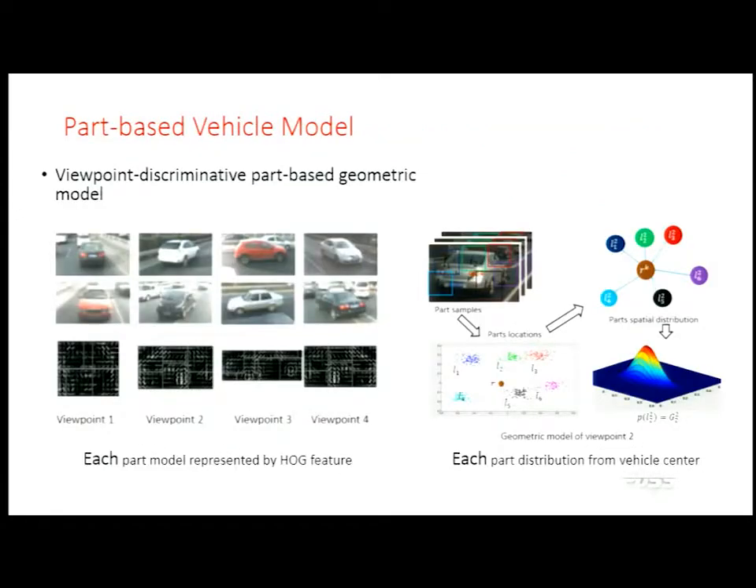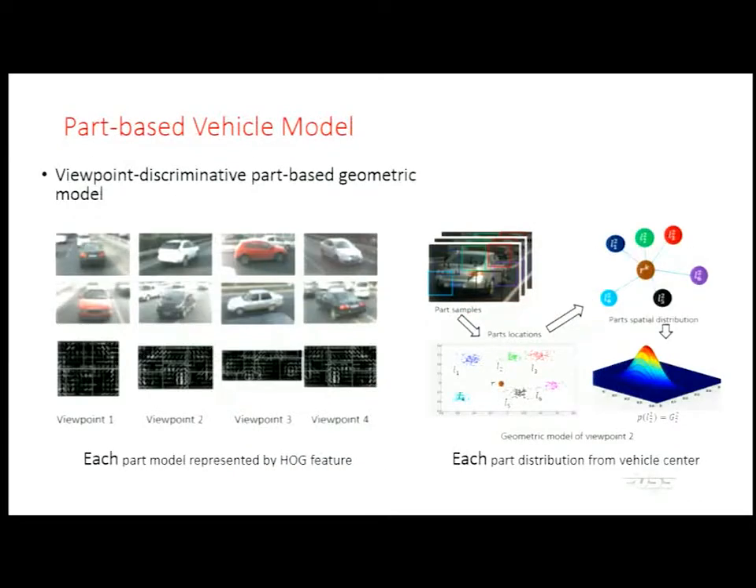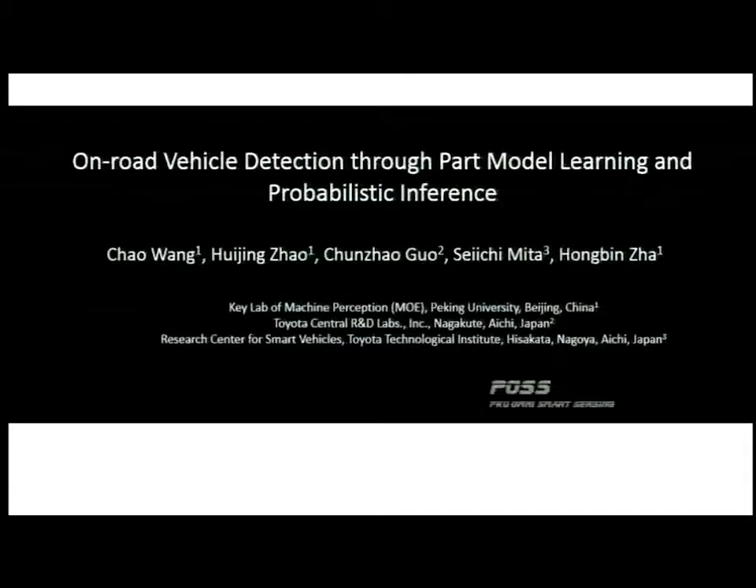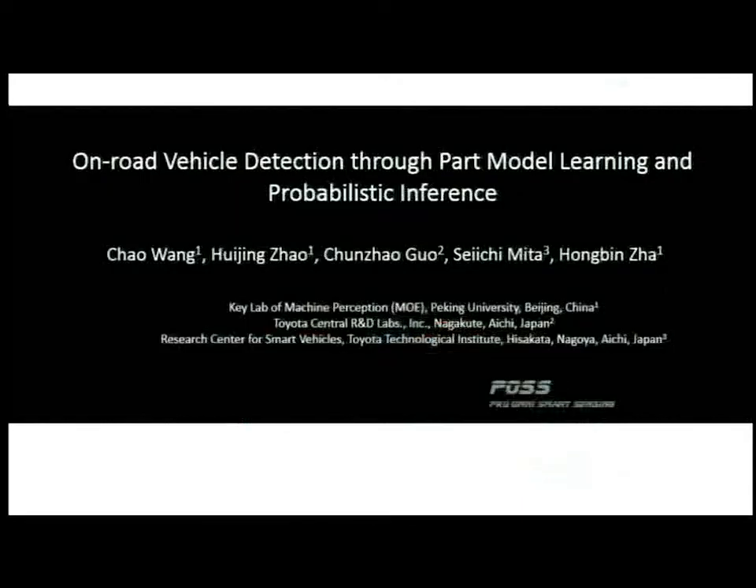This is the part-based vehicle model. This shows each vehicle part distribution from the vehicle center. And the probabilistic viewpoint map corresponds to the road area specific probability for each viewpoint. This is our result.